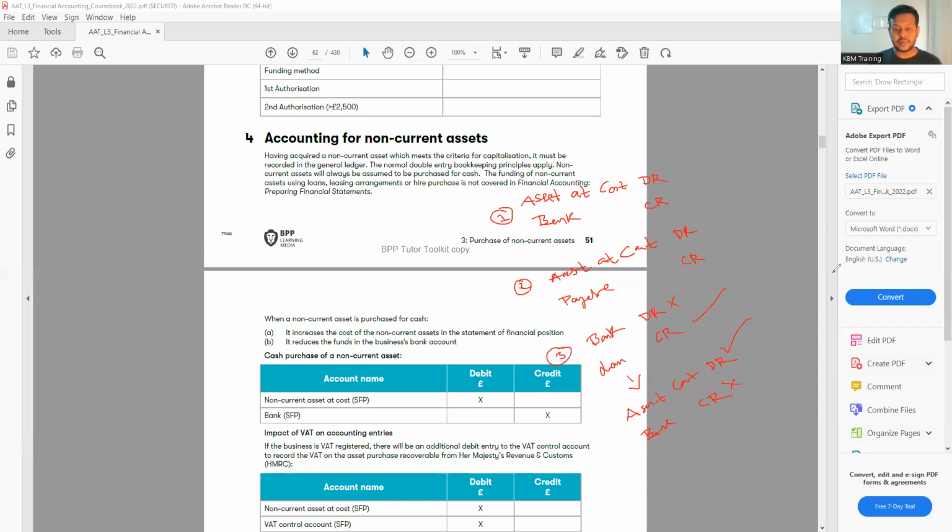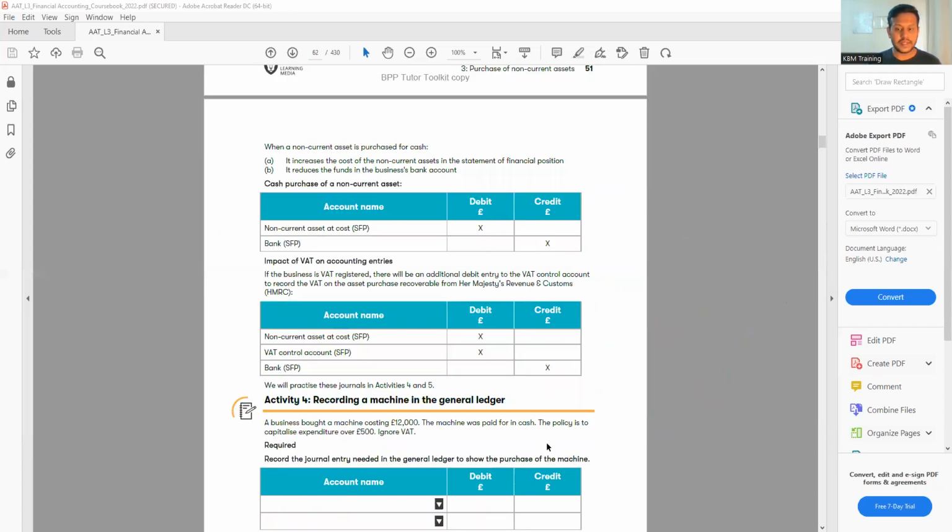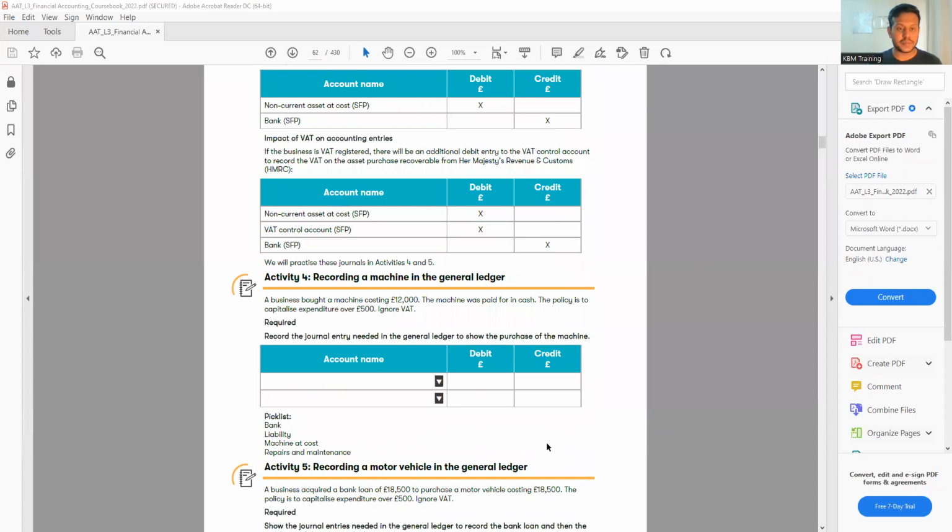All right, so let's move on to the next section. Also, if there is a VAT, remember that VAT is also an expense if you buy a non-current asset and you have to pay the VAT. So non-current asset at cost is debit. VAT is also debit, because VAT is an expense for you when you buy an asset, and the bank will be credit, because you pay from your bank.